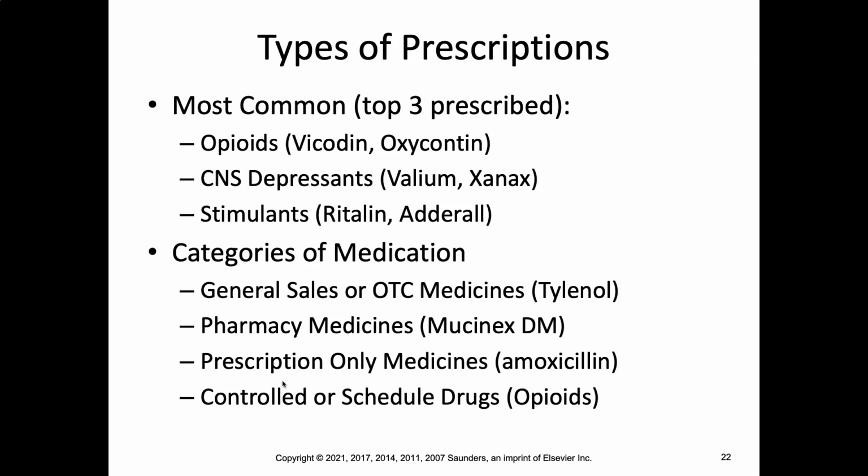And if you wanted to know, well, what is an opioid? Well, a type of opioid is Vicodin or OxyContin. Those are brand names. Same thing with Valium and Xanax and Ritalin and Adderall.